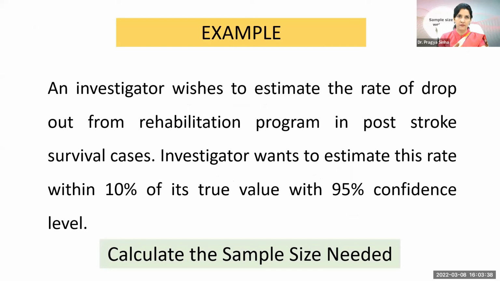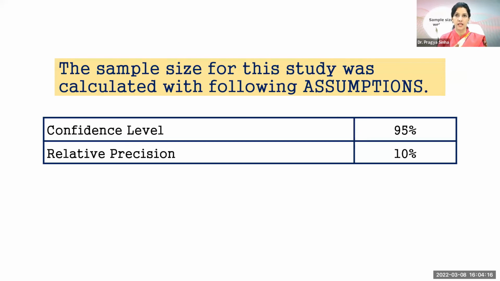The example is: an investigator wishes to estimate the rate of dropout from a rehabilitation program in post-stroke survivors. An investigator wants to estimate this rate within 10% of its true value. So that rate is the incidence rate, but the outcome is the dropout. He wants to see the dropout rate within 10% of the true value with a 95% confidence level. So what will be the relative precision in this case? The relative precision will be 10% and the confidence level will be 95%.